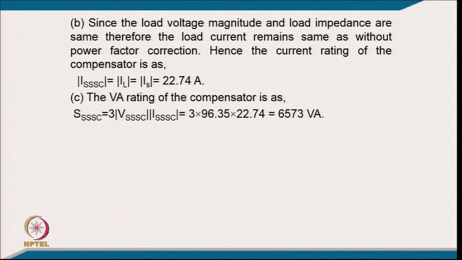Hence, the current rating of the compensator will be the same, 22.74 ampere, and the VA rating will be 3 times VSC and ISC. So, this is 3 into the voltage 96.35 and current rating of 22.74, that comes to 6573 volt ampere.